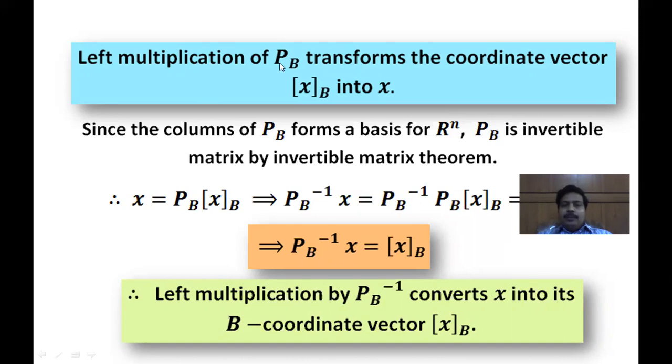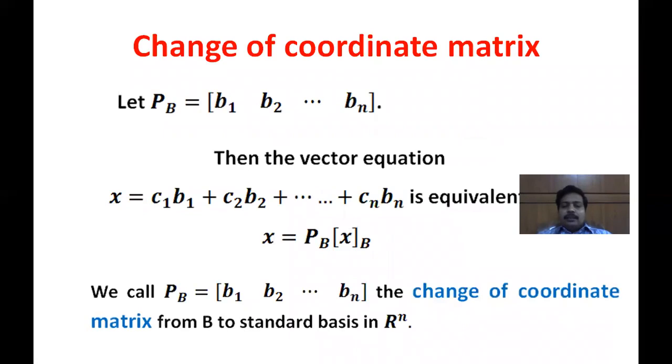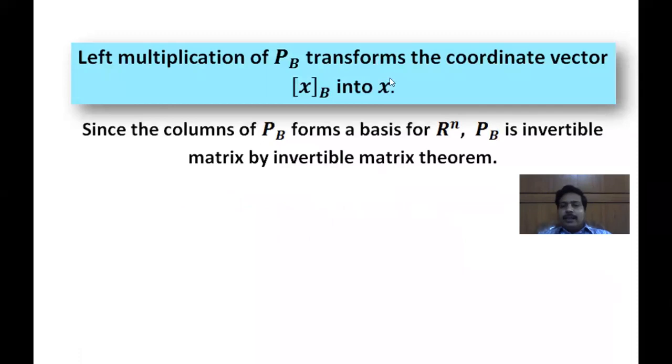Left multiplication of PB transforms the coordinate vector xB into x. So whenever you have a basis, you can form a matrix using the vectors of the basis. That matrix is called the change of coordinate matrix from B to the standard basis of Rn. So you can form PB using the vectors in the basis. If you left multiply PB with xB, you will get x.